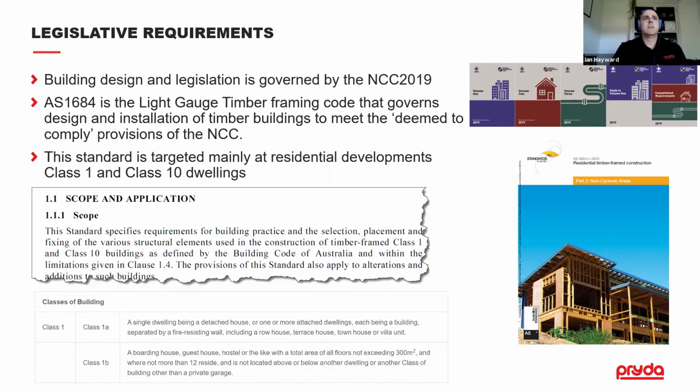Okay, so that 1684 document is targeted to Class 1 and Class 10 dwellings, which are essentially either single standalone dwellings or rows of townhouses and attached villas, so residential type dwellings. Class 10 are garages and standalone isolated dwellings.